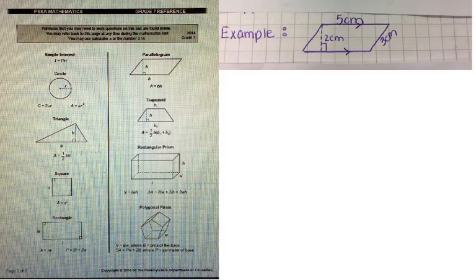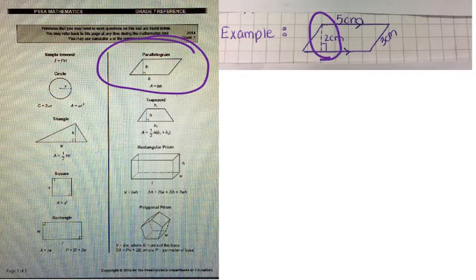This time we have a parallelogram. Parallelogram is area equals base times height. So our base and our height are always connected by this 90-degree angle. So our base here is 5, and our base could either be the top or the bottom. It's just those two parallel sides.